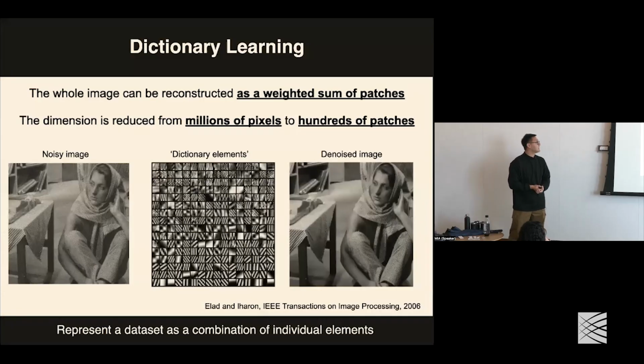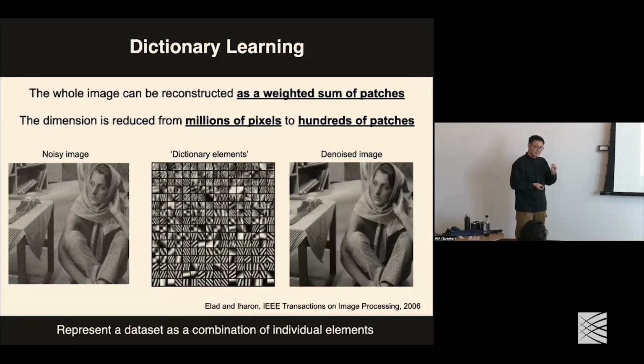The key idea is that we can reconstruct an object based on a weighted sum of little elements. For example, we take a noisy image, then we can get the little patches of the image. Then our goal is to use those little patches to reconstruct this noisy image. If we can do that, then you can see the dimension of the image is reduced from millions of pixels to those hundreds of patches. Then during this reconstruction step, we can easily denoise the image and also compress the image. So this technology is commonly used in image analysis, but not really in genomics.